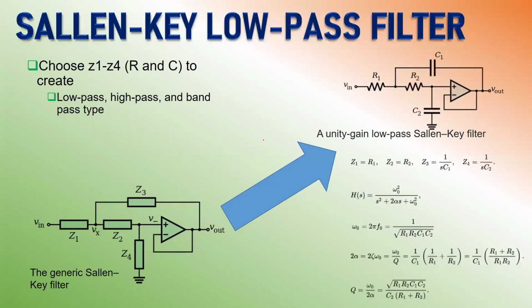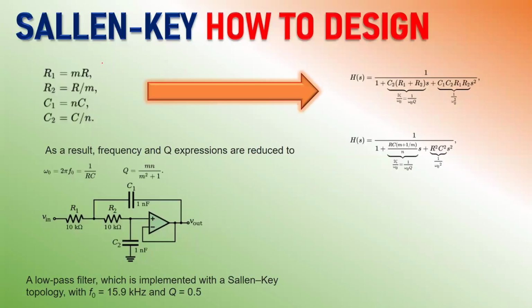So we'll take you to the next slide here. So how do we do that? The general idea is that, let's say I have designed this low pass filter. You see now I have got the values here. Because I have chosen those values, I have been able to design a low pass filter with a Sallen-Key topology, which has a frequency of operation of 15.9 kilohertz and a quality factor of 0.5.